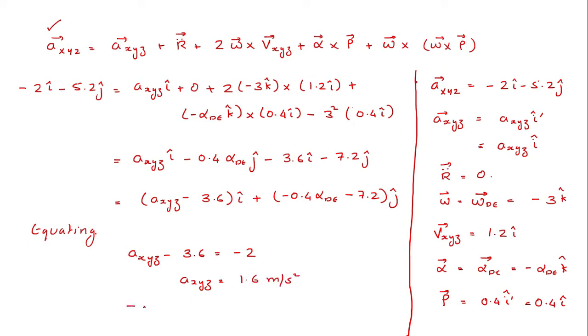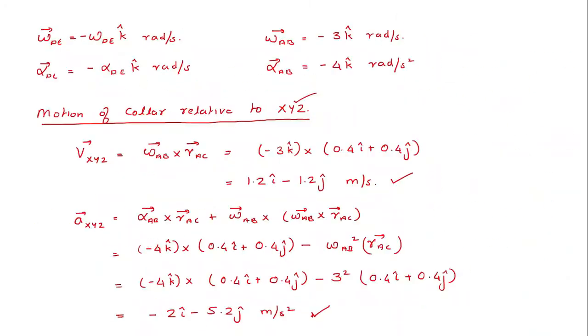Now -0.4 alpha_DE - 7.2 is equal to -5.2. From this I'll get alpha_DE is equal to 5 radians per second square. See the question once again.